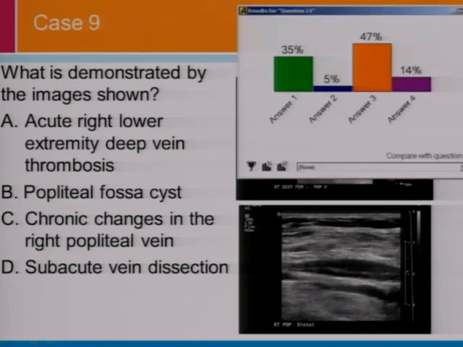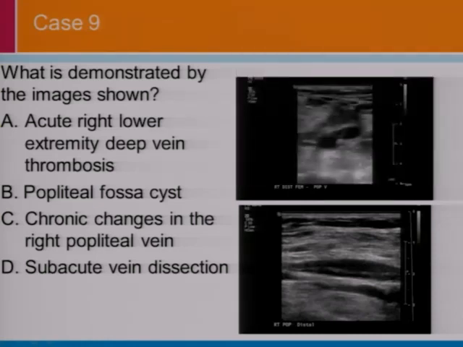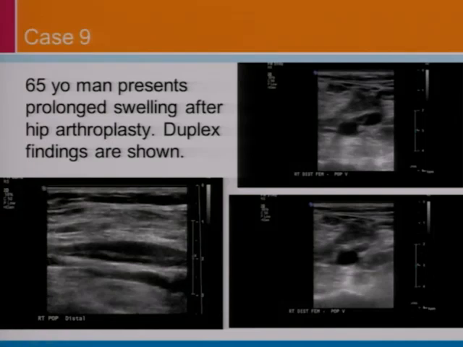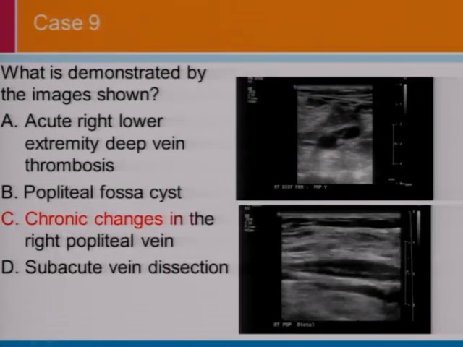Good. So about half of you got that. So you can see there's this fibrinous stranding in the lumen of the vessel, some echogenic changes with compression. The first slide I showed you, here's popliteal artery, popliteal vein. It's small but partially compressible, and this represents chronic changes in the right popliteal vein.